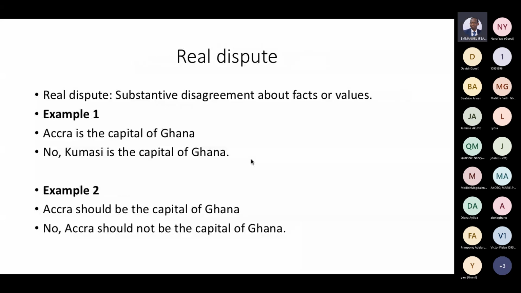Then we saw real disputes. Real disputes are either factual disputes or value disputes. Disputes about facts or disputes about values. "Accra is the capital of Ghana." "No, Kumasi is the capital of Ghana." That's a factual dispute. "Accra should be the capital of Ghana." "No, Kumasi should be the capital of Ghana." Or "Accra should not be the capital of Ghana." That's a value dispute. Those are the real disputes.